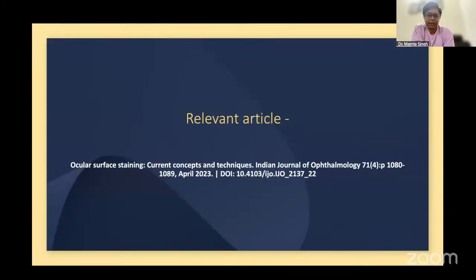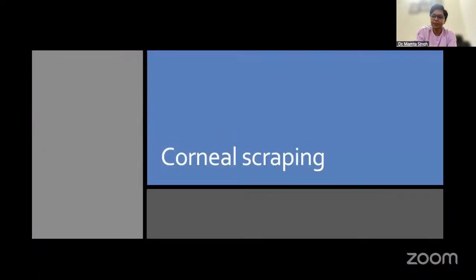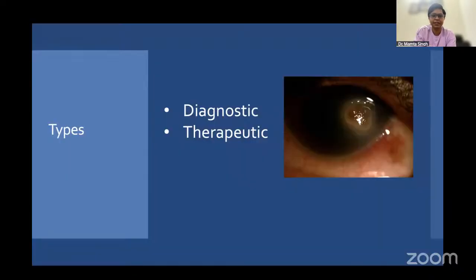A very good article for postgraduate level, or for any of us, is by Dr. S.K. Rosser and Srinivasan Rosser, and it's published in IGO. My recommendation would be to go through this article if we want to know anything about ocular surface staining. Next, I'm going to talk about corneal scraping, and mainly I will be dealing with diagnostic and therapeutic scraping.